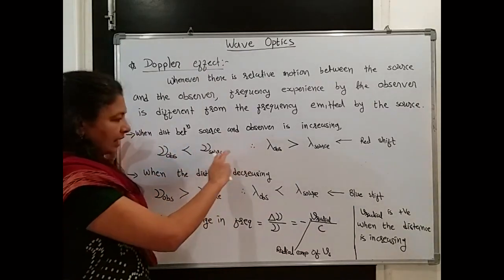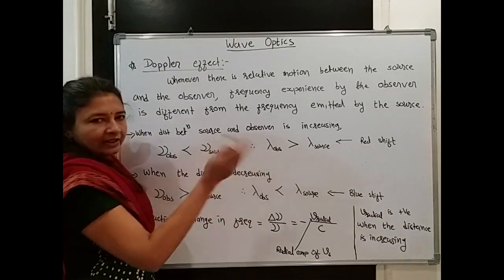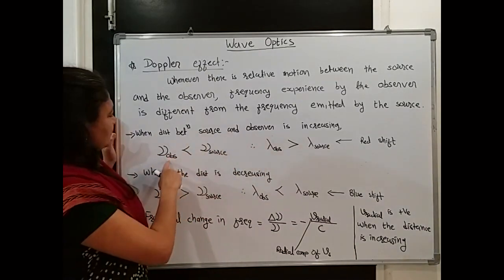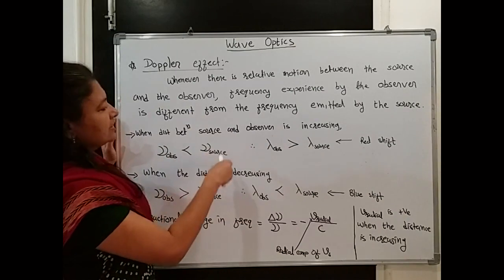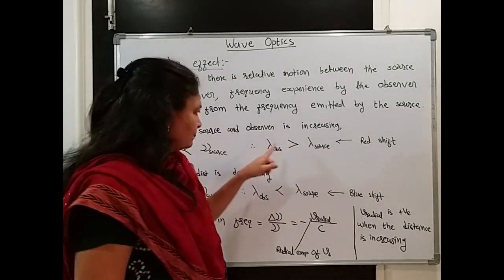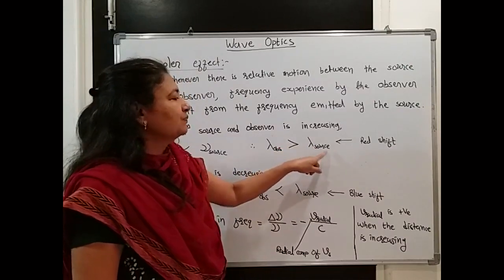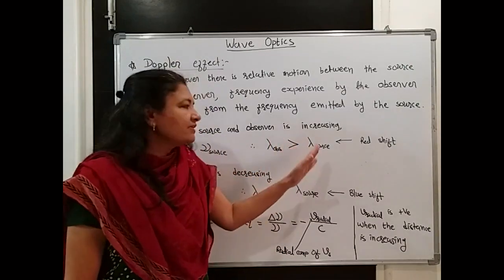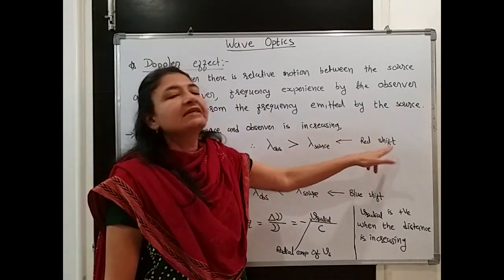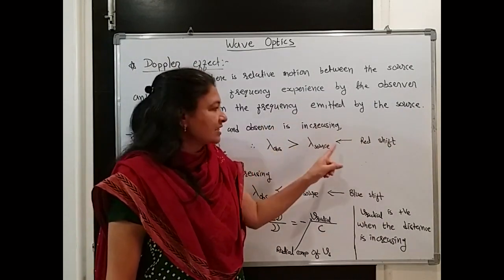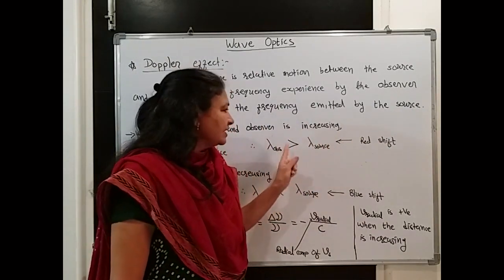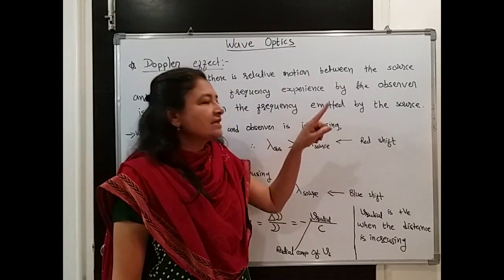And you know that frequency and wavelength are inversely proportional. So if the frequency is lesser, then the wavelength is more. So the wavelength according to the observer is greater than the wavelength of the source. This increase in wavelength is known as redshift. Remember this thing, this can be asked in GUJCET. Increase in wavelength is known as redshift.